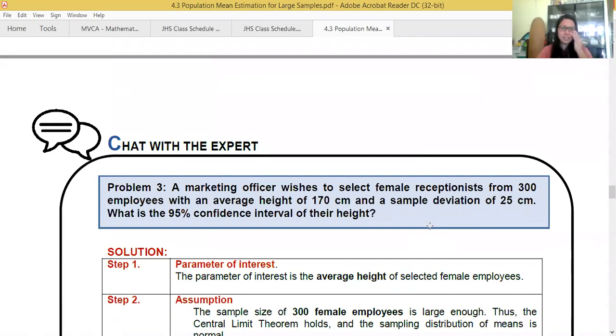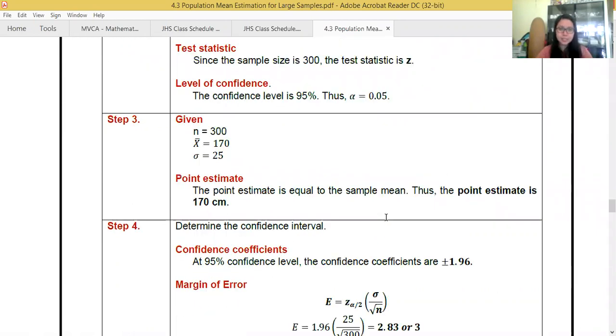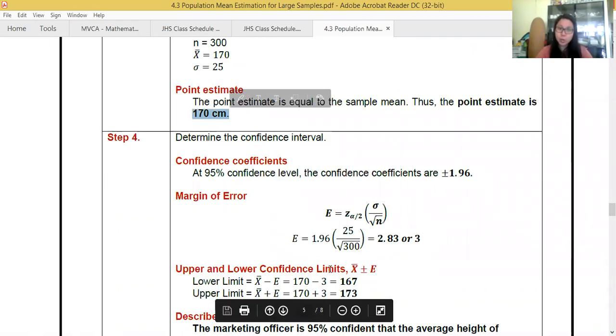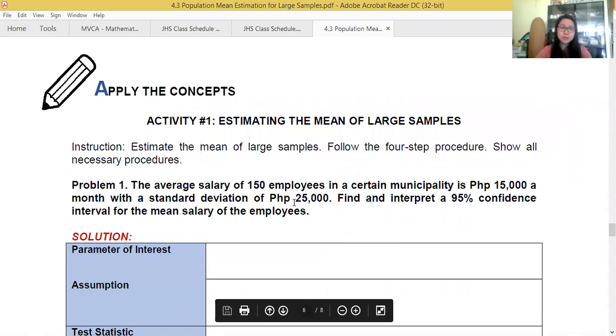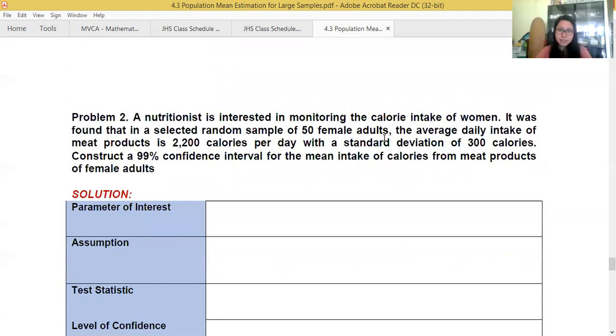So that's the end of our lesson. Number 3 is just the same as problems 1 and 2, so I think you can manage it well. The only difference is here, the point estimate is a whole number. That's why our lower and upper limits are also whole numbers. So you'll have 2 problems for today. Activity 1, let's see, and activity 2. The given are all complete.